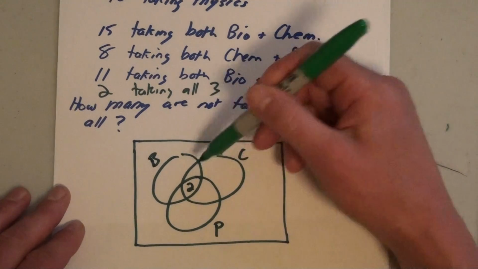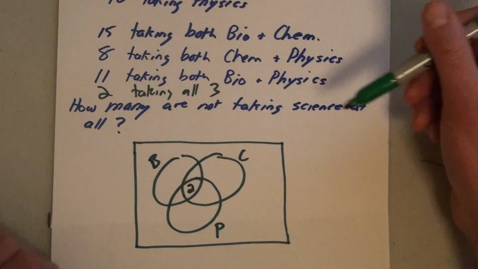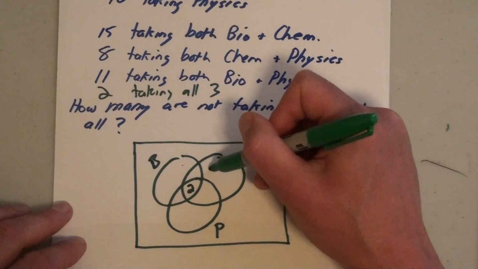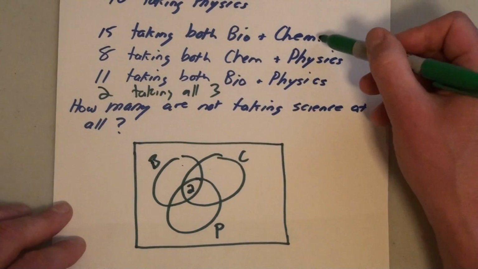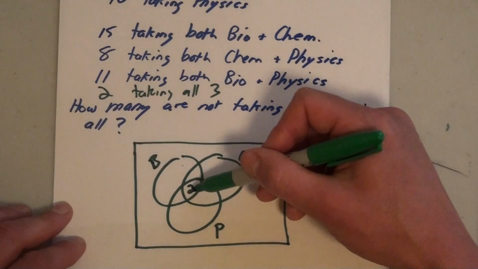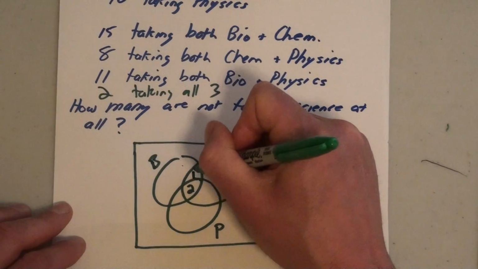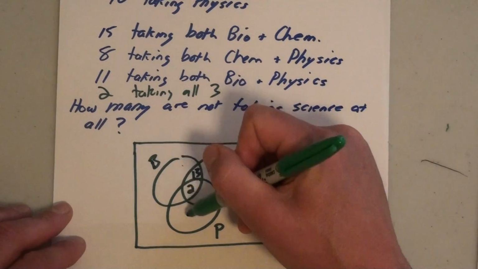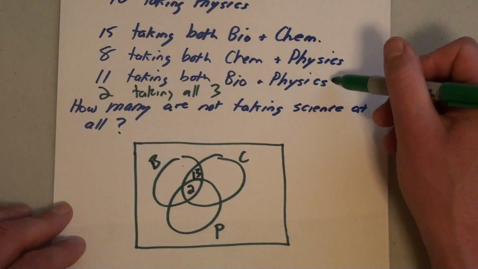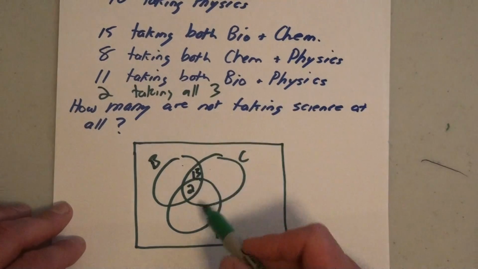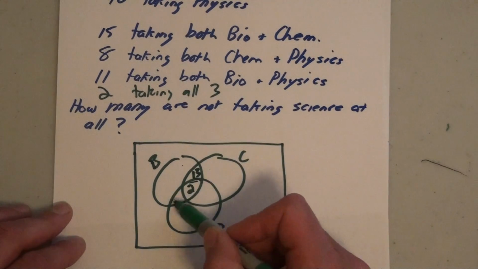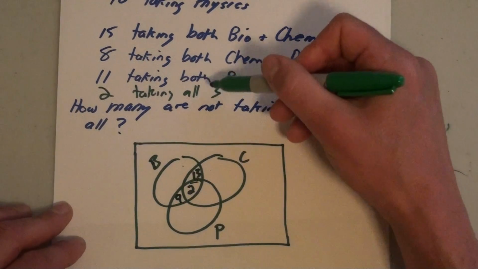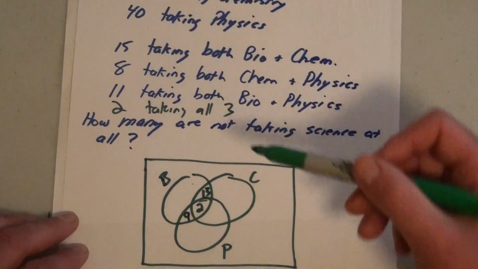Now I'm going to start subtracting away as I go. This part right here is in biology and chemistry, so is that 2 as well. Biology and chemistry had 15. I've already got 2 accounted for, so that means I'm going to have 13 remaining. I have biology and physics right here. There are 11 taking biology and physics. I've already got 2 accounted for in this portion, so that means I have 9 remaining to give me my 11. So I'm starting to subtract the 2 away as I'm going up.